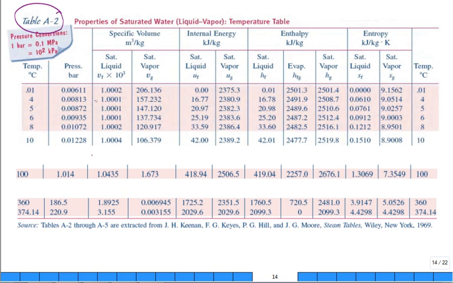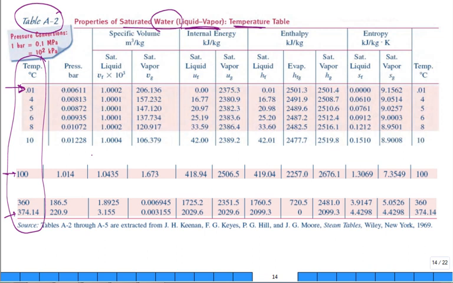Table A2 is for water, and it's our liquid vapor temperature input. This column right here is our temperatures. What's the lowest temperature in the table? 0.01 degrees C. What is special about that? Triple point. What is the 100 degrees C? Boiling point at 1 atm. What is 374.14 degrees C? Critical point. It spans that whole range.